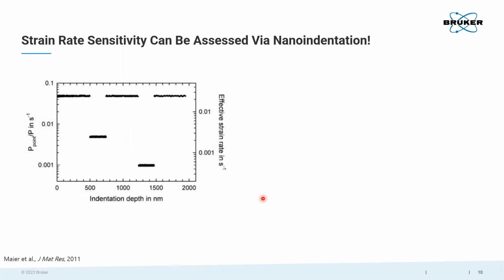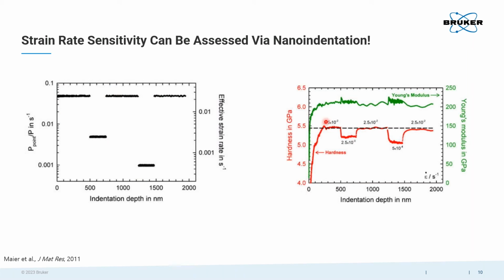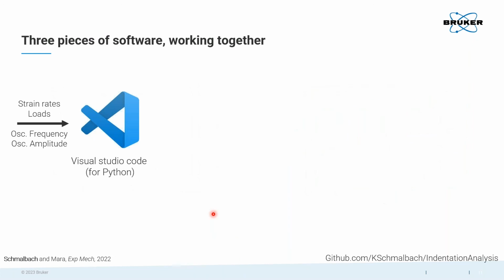So we can do this in series, where we apply one p dot over p, change to another p dot over p, and so on, and measure the corresponding change in hardness due to each one of those jumps. And that is what a strain rate jump test is. And so we can measure these same properties. We can get V star and m, and instead of looking at the yield stress, we're now looking at how the hardness is changing as a function of our strain rate.